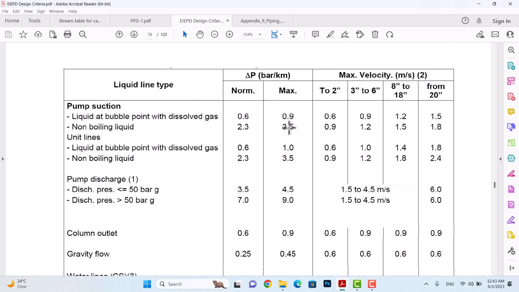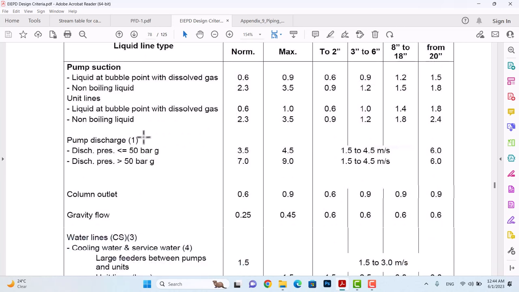For instance, for the first trial, you have given 6 inches. Since it is within this range, between 3 inches to 6 inches, then the maximum velocity should be this value. But if the result is not satisfactory and you have to increase the diameter of the line, for instance, you give 8 inches instead of 6 inches in another trial, for the next step, the maximum velocity should be 1.5, not 1.2.